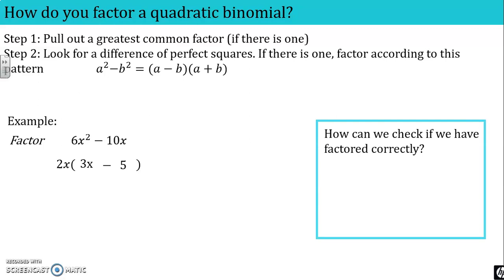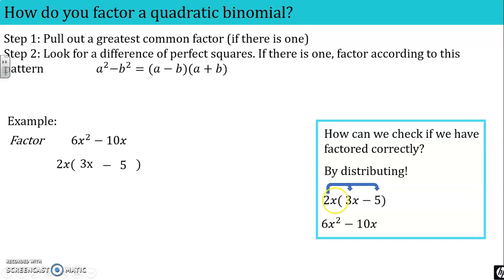I hope you're wondering in the back of your head, how can we check if we've factored correctly? The answer is by distributing. So factoring and distributing are inverses. They undo each other. So if you wanted to double check that this was a correct final answer, you could do so by distributing this 2x back inside the parentheses.